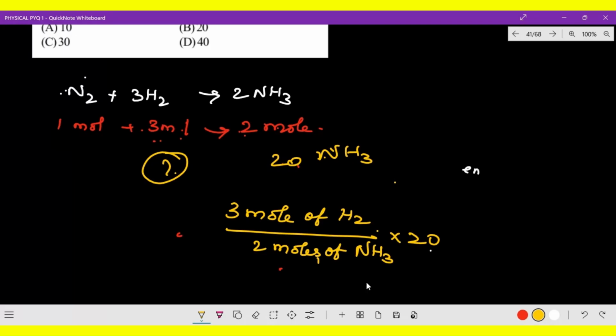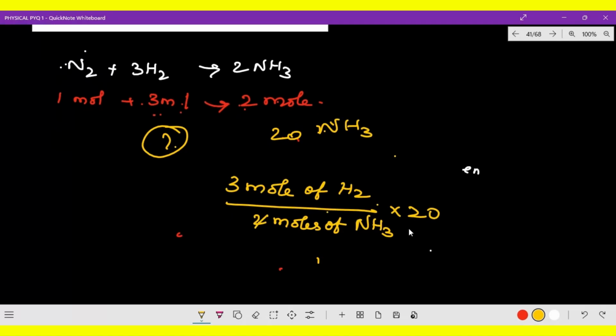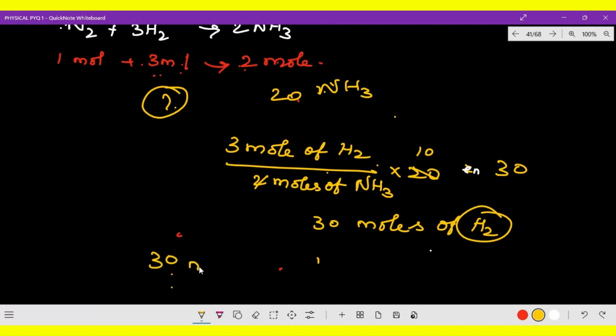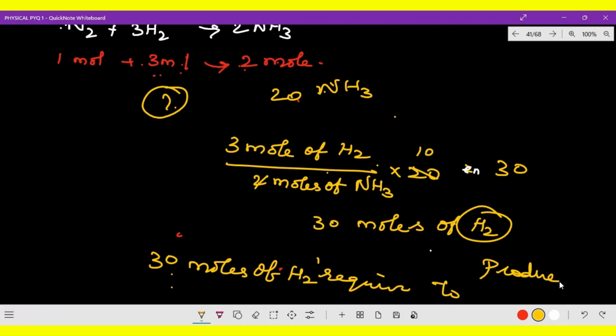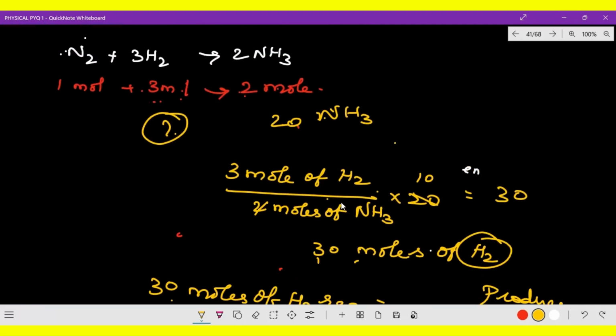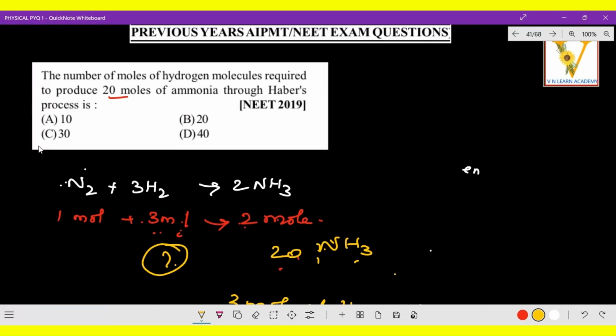When you calculate it, 2 ones are 2, and here it is 10, so you will get 30. So 30 moles of hydrogen are required to produce 20 moles of ammonia, NH3. Now which is the correct option? Hope you got the idea of how to calculate it. Here option C, 30, is the correct option. Yes, got it. 30.